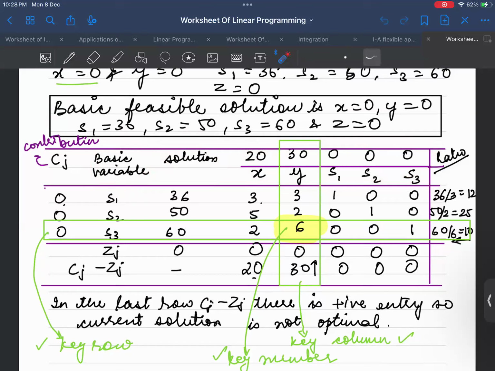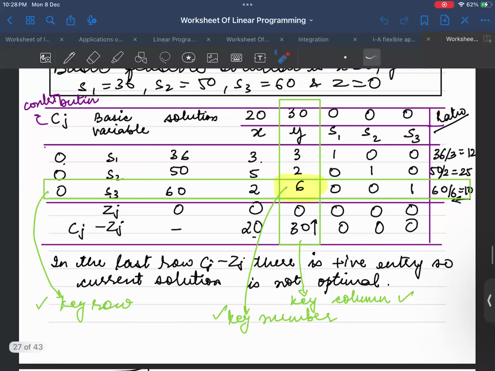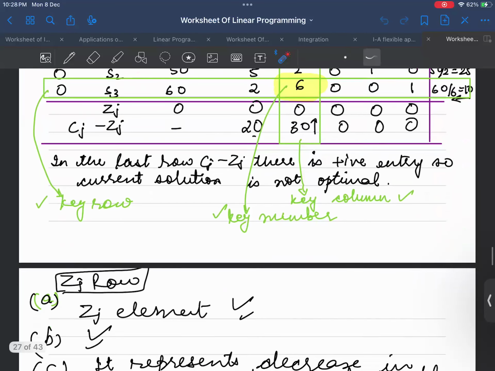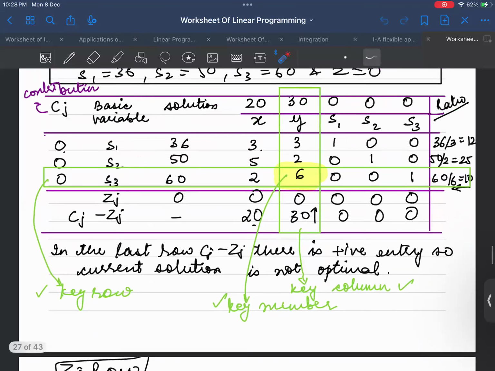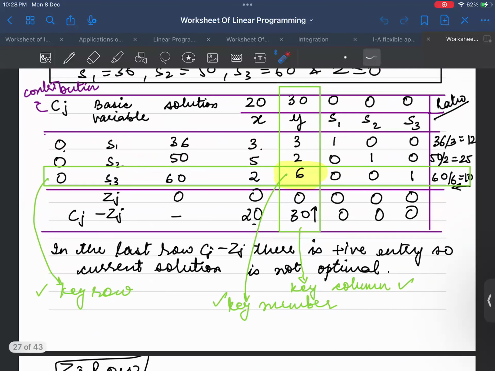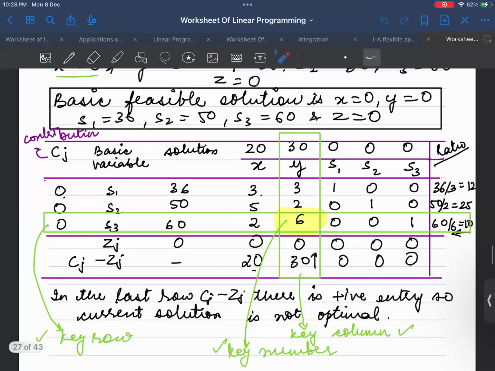To understand how we created the table, again, I will say, go to my previous session. But as of now, I'm simply explaining in broader terms how we calculated the key column. When we made the table, this is X, Y, S1, S2, S3. Here we will check CJ minus ZJ, the net effect. What the net effect is, I have discussed in detail in the previous session. We check the net effect.